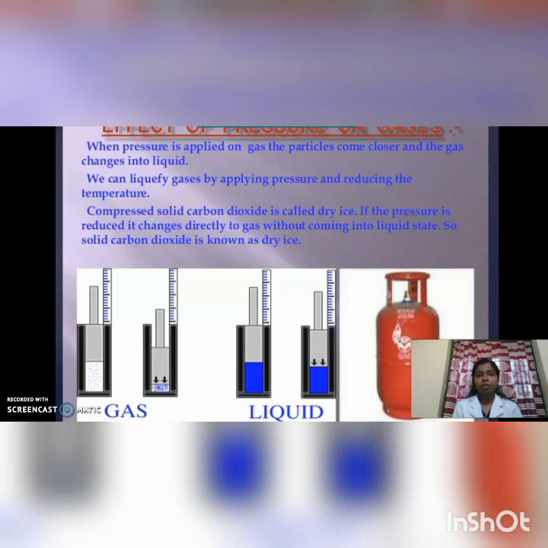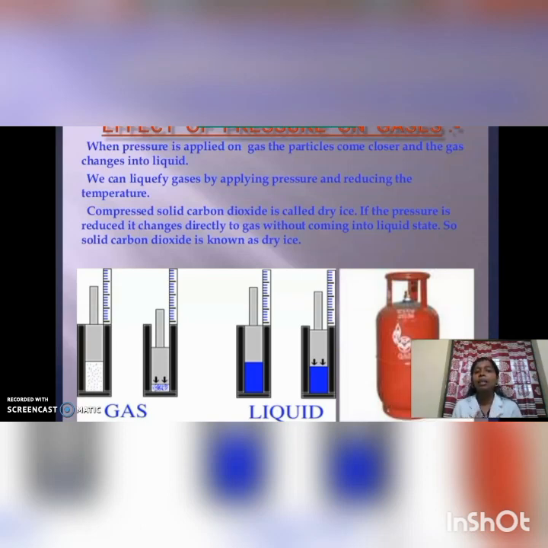Another factor is the effect of pressure. We know that when pressure is applied to gas molecules, they come closer and the gas changes to liquid. So a gas gets liquefied by applying pressure or reducing the temperature. Compressed solid carbon dioxide, that is dry ice, is an example. If the pressure is reduced, it converts directly to gas without forming the liquid state. So solid carbon dioxide is also known as dry ice.